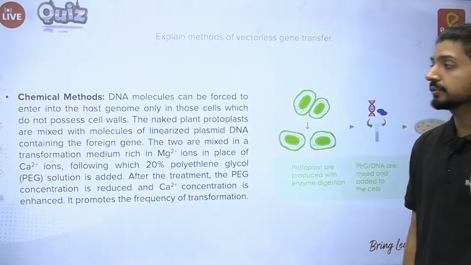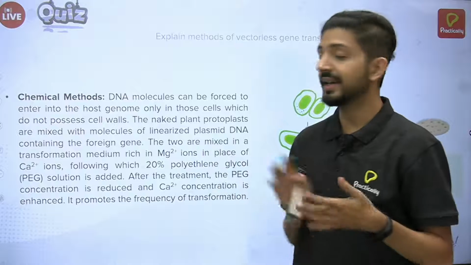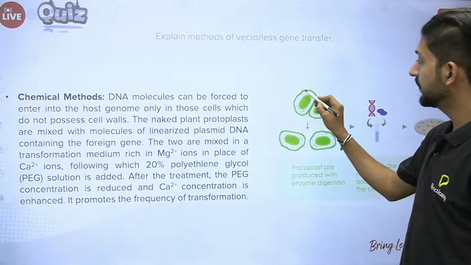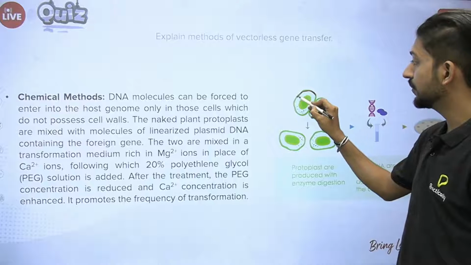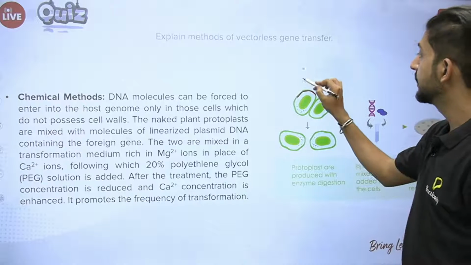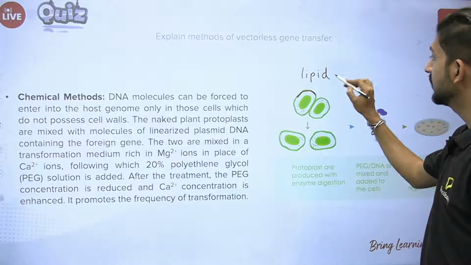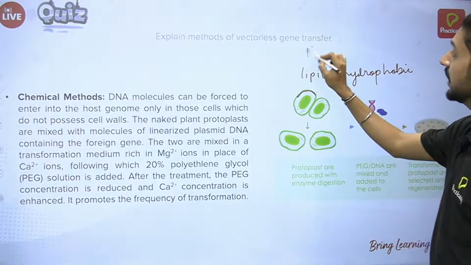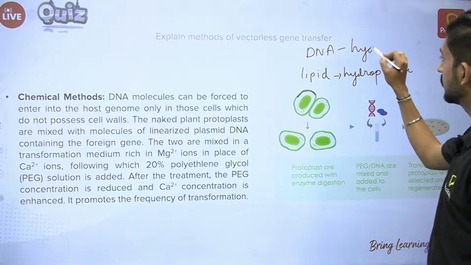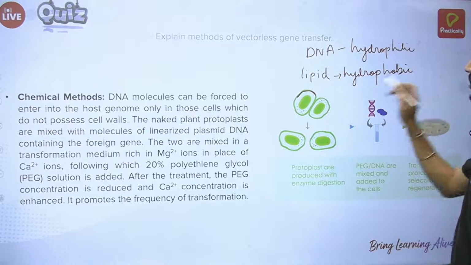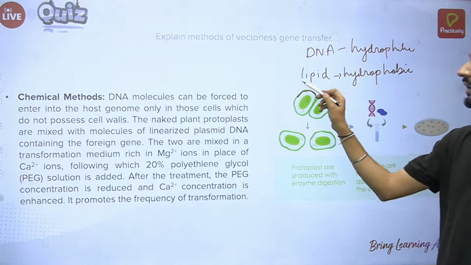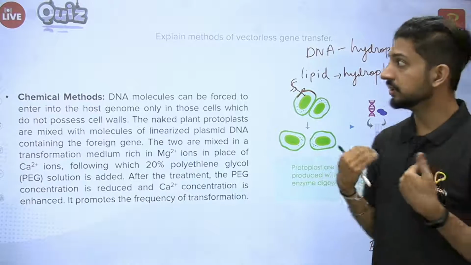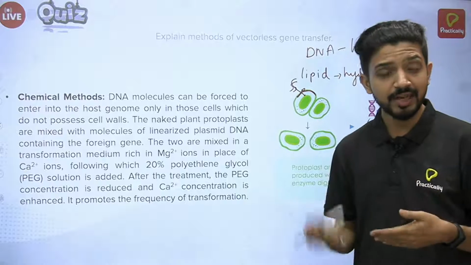So in the chemical method, what are we going to do? First, you can also write why we need this method, because we know that a cell cannot take up DNA. The surface of the cell is made up of a lipid bilayer. Lipids, we know, are hydrophobic, but DNA is a hydrophilic molecule. So because of the difference in nature, the DNA molecule cannot simply pass through this. We'll have to make the cell competent to take up the DNA. So that is done by various methods.